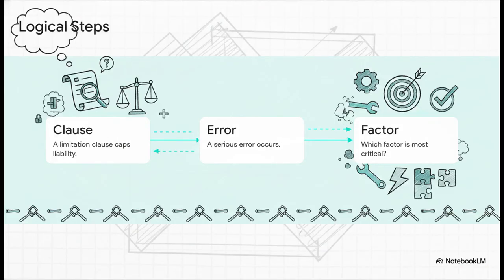The crucial thing is to follow these 3 logical steps when you're faced with these kinds of questions. First, examine the exact wording of the limitation clause. Second, analyze the specific nature of the alleged conduct, which, in our scenario, is a serious error. And third, determine if the clause intentionally covers that specific conduct. It's essentially a matching game between the contract's intent and the real-world mistake.